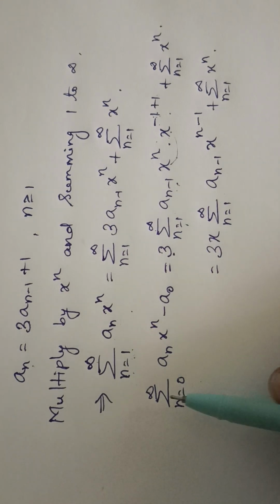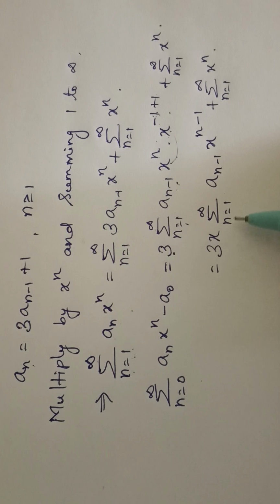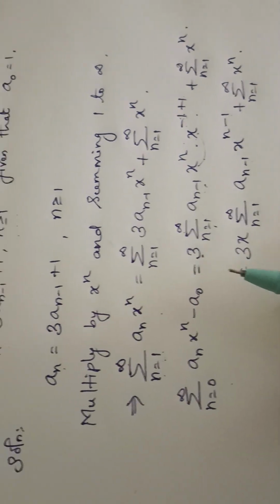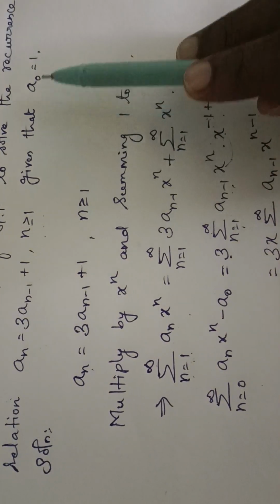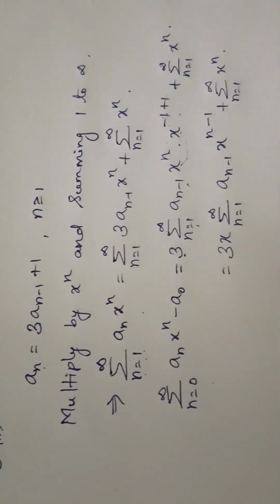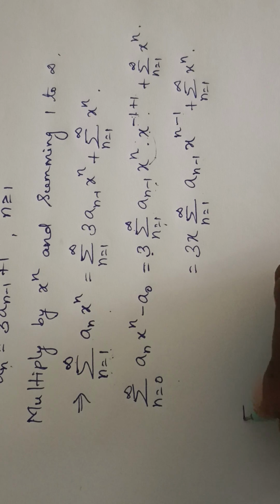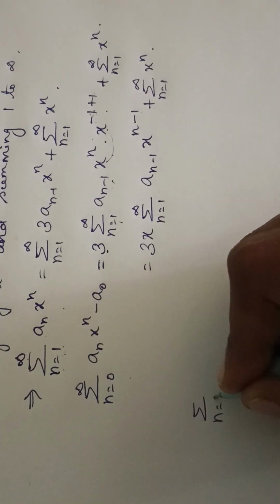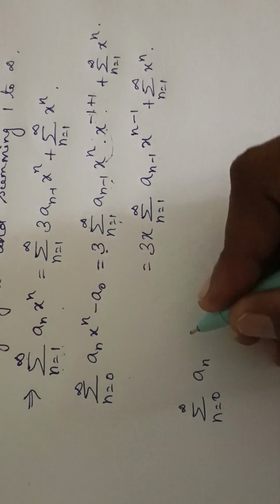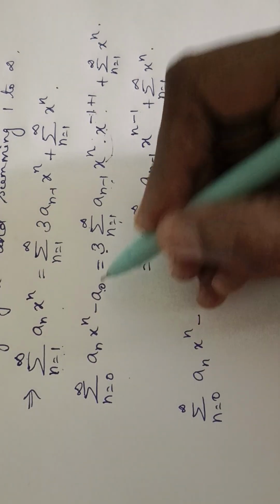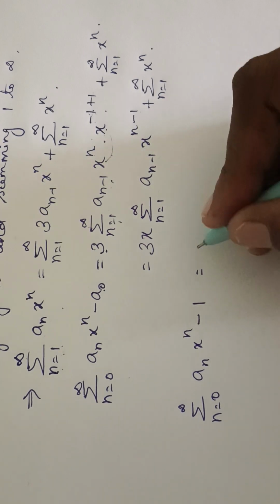Okay, see, summation n equal to 0 here, summation n equal to 1 here. Substituting n equal to 1 in the term, 1 minus 1 is 0. Here also 1 minus 1 is 0. So that series will become a naught x power 0 plus a1 x plus a2 x square, like that, so here also one generating function is created. Already given in our question, a naught value is 1. So substituting the a naught value here: summation n equal to 0 to infinity a n x to the power n minus a naught value 1. This is already given in our question.